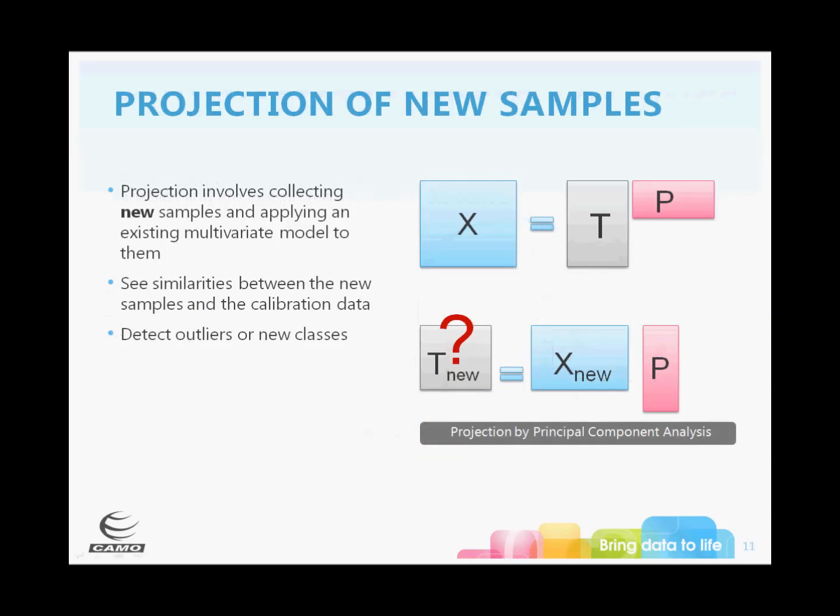Once the model is trained and validated, it can be applied for predicting properties of the new samples. This is called projection, and it allows you to see similarities or differences between the new samples and the calibration data. Outliers or new classes can be detected, as the new samples will be projected onto the scores plot.